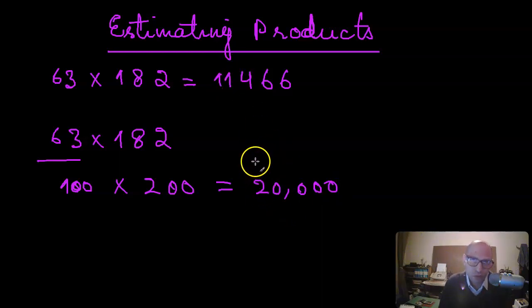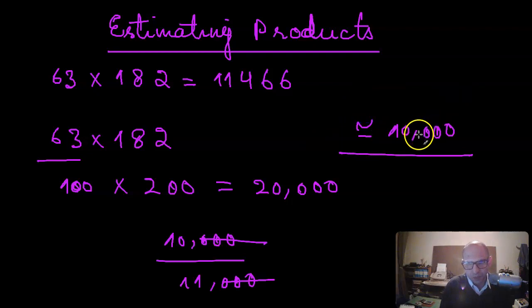which is of course not a very good approximation, because you see that essentially the difference between these two numbers is around 10,000. 10,000 meaning 11,466 and 20,000, the difference is around 10,000.